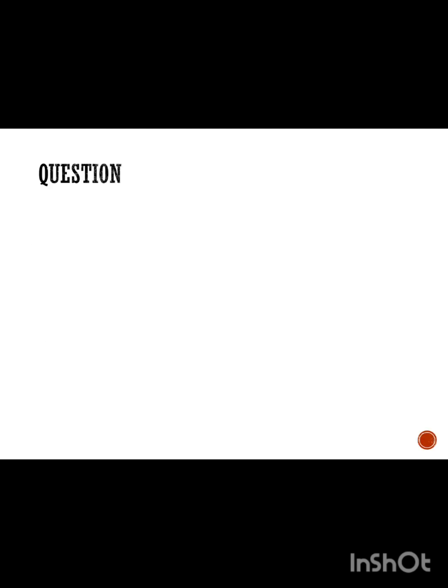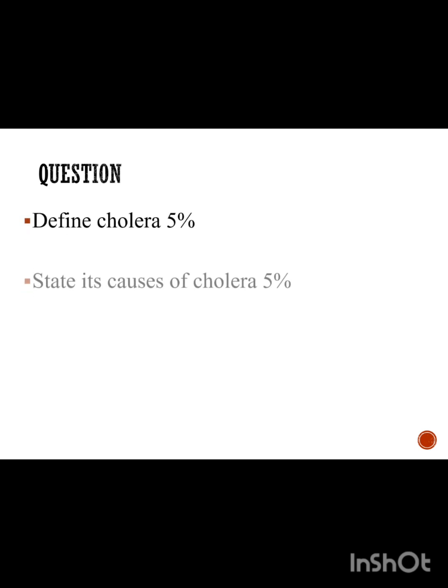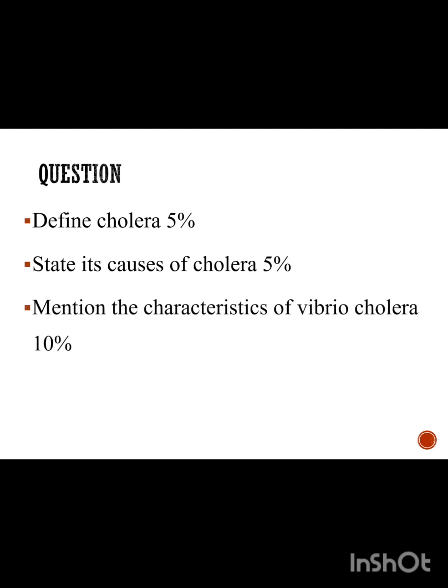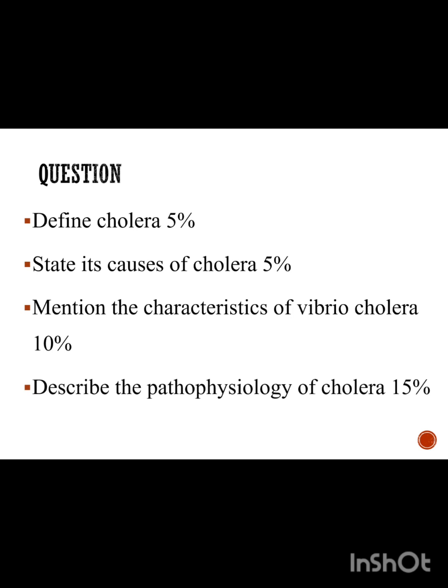So to begin with, we have a question here. Define cholera, state the causes of cholera, mention the characteristics of Vibrio cholerae, then pathophysiology. Now you remember with the condition cholera, this patient may come in with profuse diarrhea and profuse vomiting. So this condition is an emergency. Whenever you see a cholera patient, you need to nurse them in an emergency way.